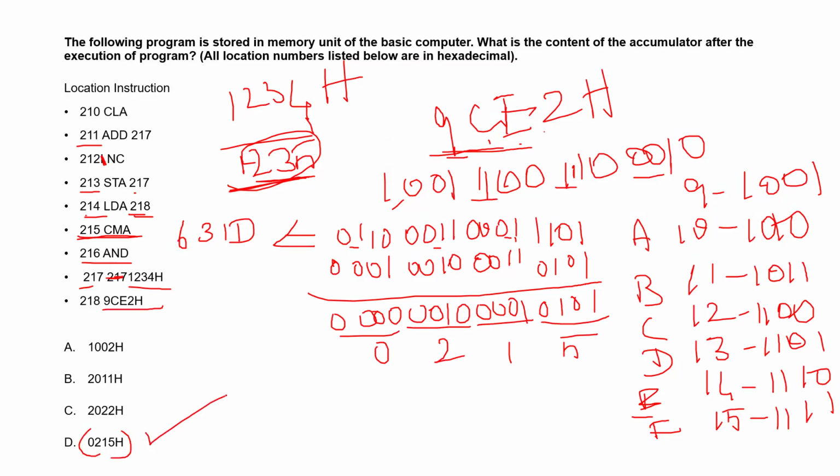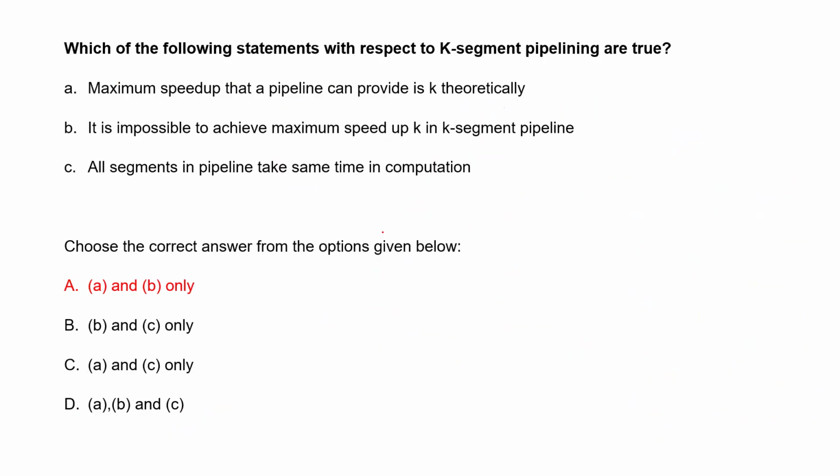Like this, repeated questions and very important questions we also have to understand. So what is clear, what is accumulator, what does ADD mean, what does INC mean, increment, STA means store the value, and CMA means complement. One more question we are going to see like that. Now, which of the following statements with respect to pipelining are true?